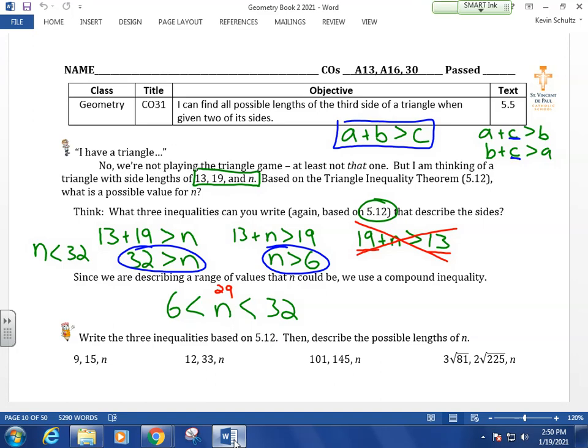What about 11? Can't erase that without erasing everything else, so I'll just cross it out. 11 is also between 6 and 32. Plug it into our first one here: 13 plus 19, is that greater than 11? Yes. Is 13 plus 11 greater than 19? Yes. So it works. So using compound inequalities, we can describe the values that n could be.